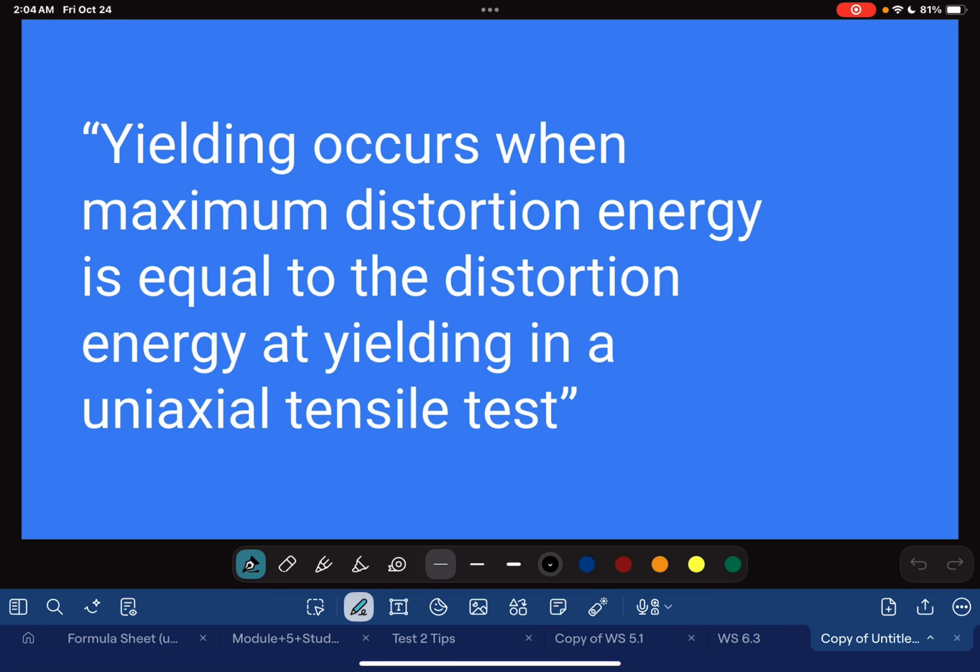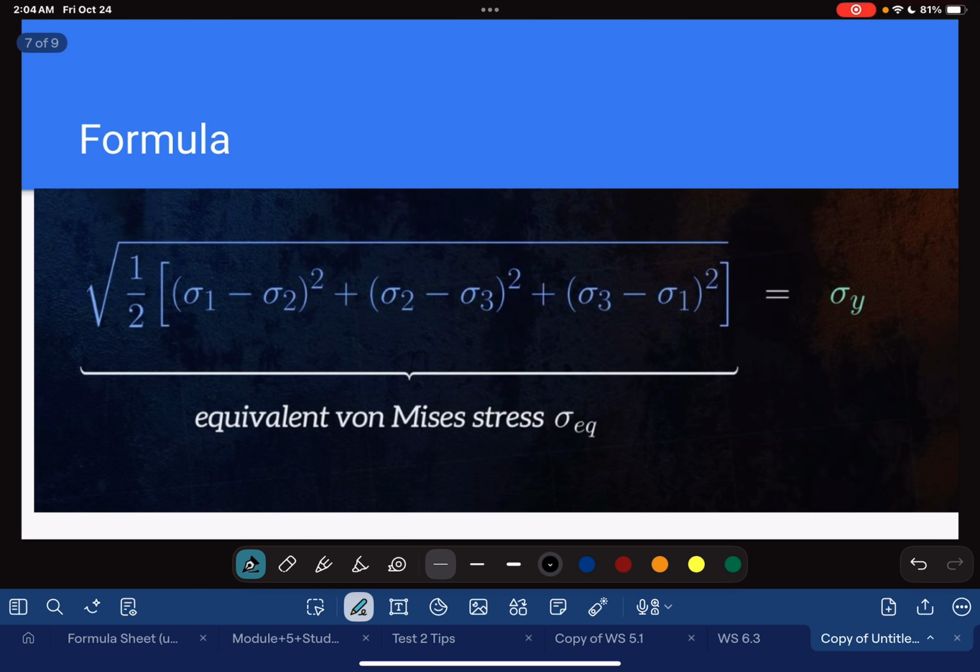And so just real quick, to draw out a uniaxial tensile test, it's pretty self-explanatory, but essentially you have a cylinder or just an object, and hence the name uniaxial, it is being stretched along its axis. Therefore, it's called a uniaxial tensile test because number one, it's in tension, and number two, it is on its axis. So, here is the actual formula to solve for von Mises stress.